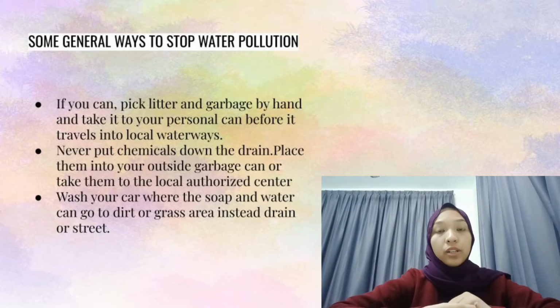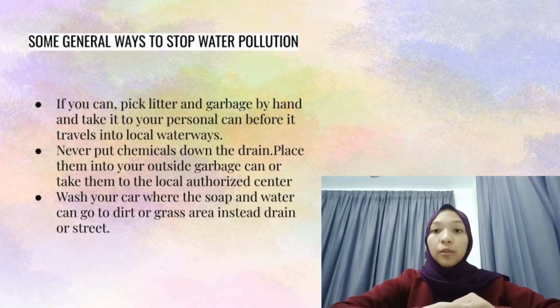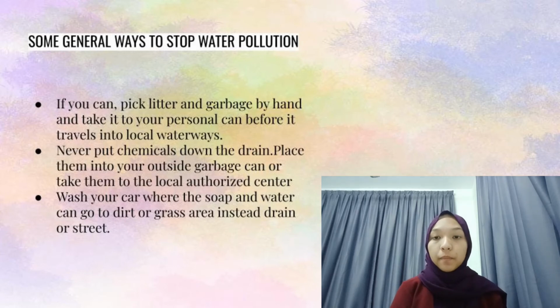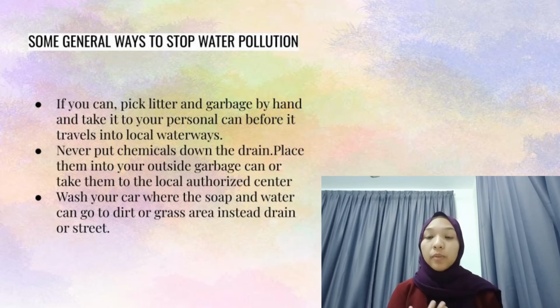Then there are also some ways to stop pollution by ourselves, things that we can do. First, before you leave your vacation place like the beach or sea, pick up litter and garbage by hand or with a garbage grabber and take it with you in a personal garbage can before it travels into the waterways and harms marine life.